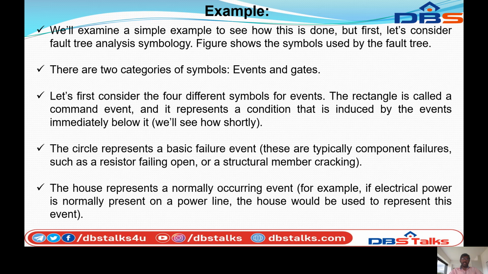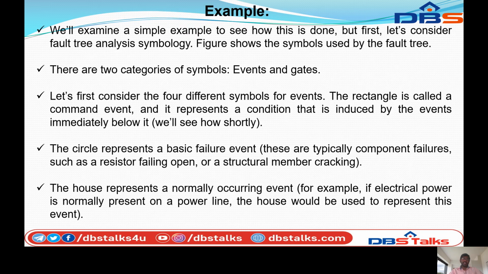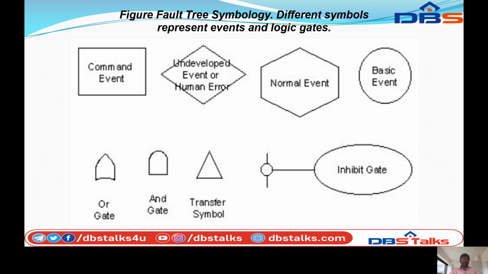There are two categories of symbols: events and gates. You can see this in the figure. Coming to the events, let us first consider the four different symbols for the event. You can see the figure, these are the four different symbols for events.